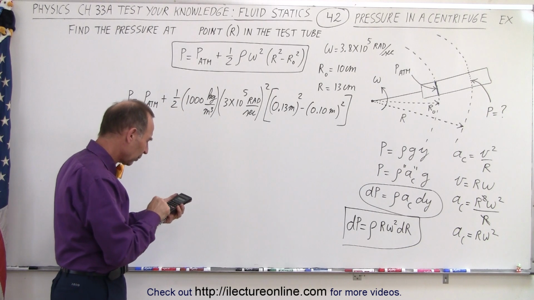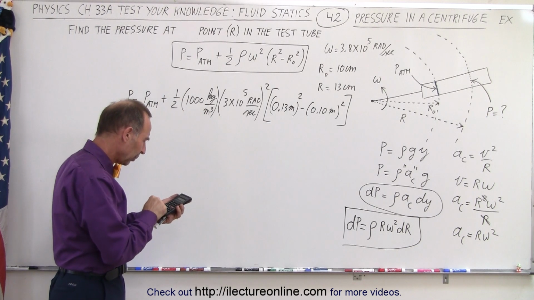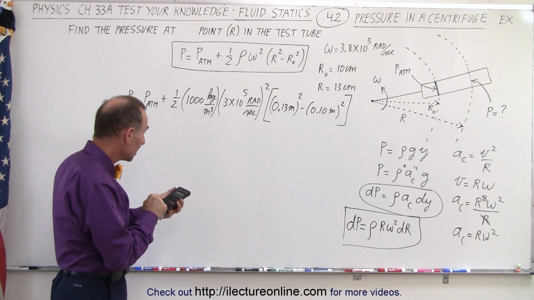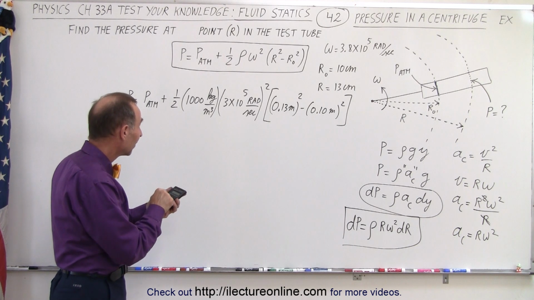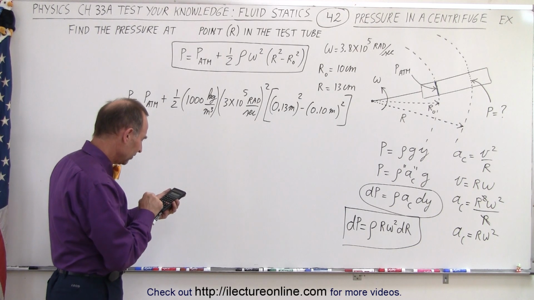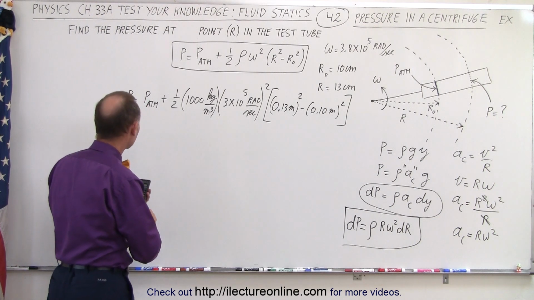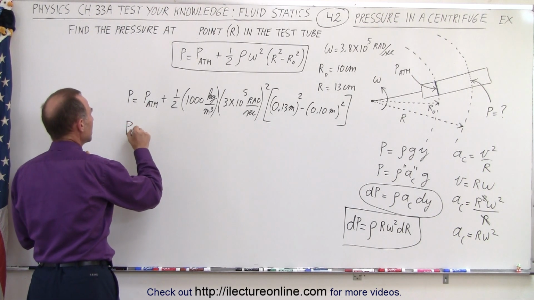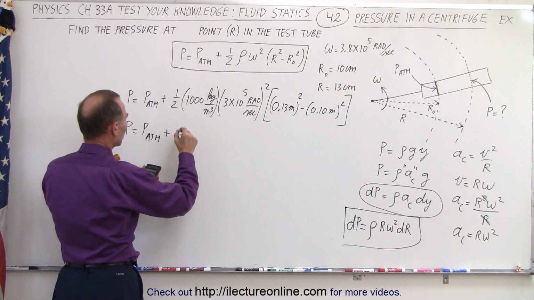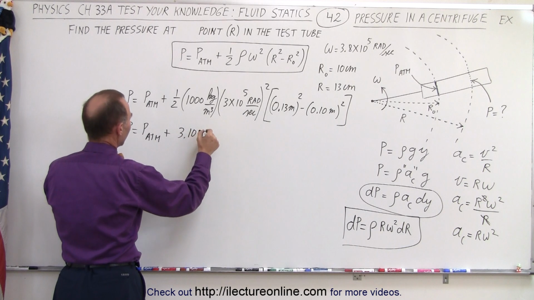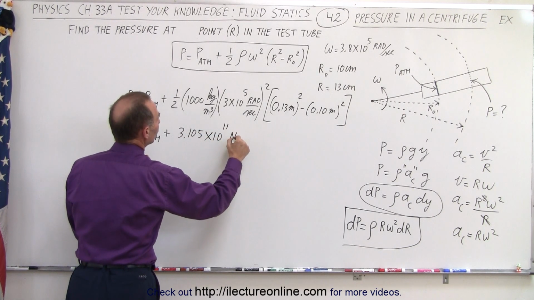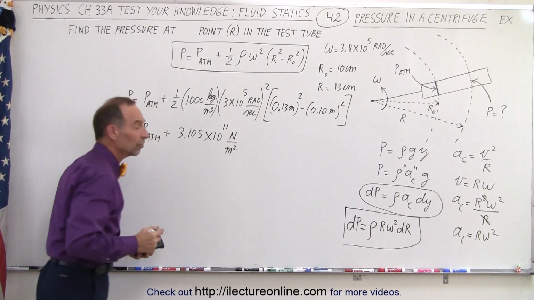So we have 0.13 squared minus 0.1 squared. We multiply that times 3 e to the 5th. We want to square that times 500. And that gives us P equals P atmosphere plus 3.105 times 10 to the 11th newtons per square meter, or pascals.